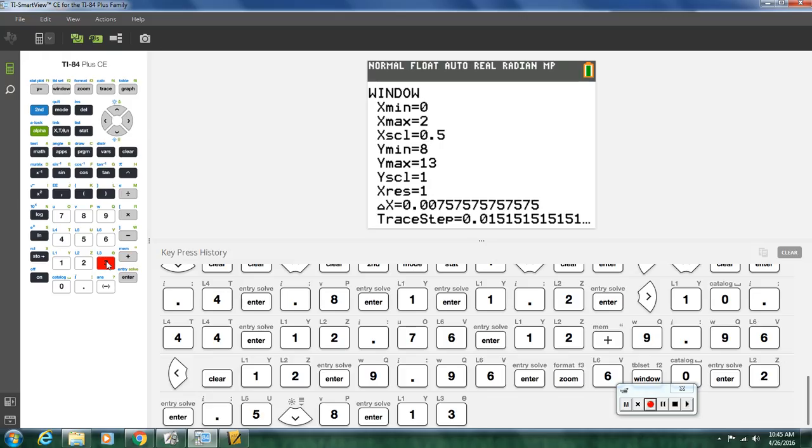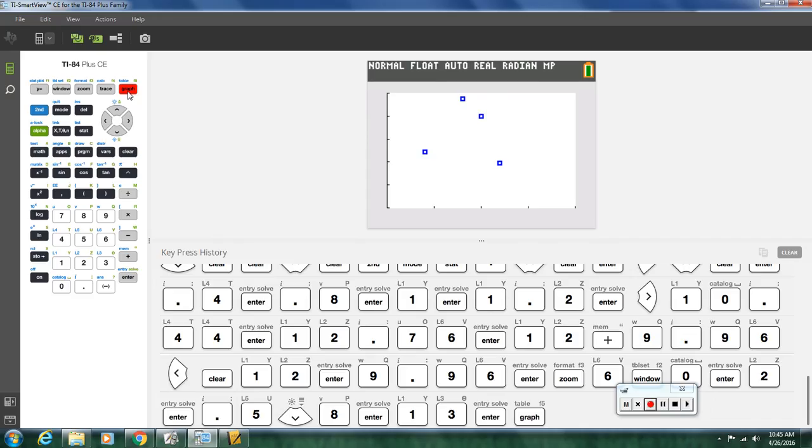Ones again? I mean, it doesn't matter. We got ones in there. So if I hit graph, can I see more of my points? Yeah. Now just looking at this graph, does it look like a straight line would hit all of them?